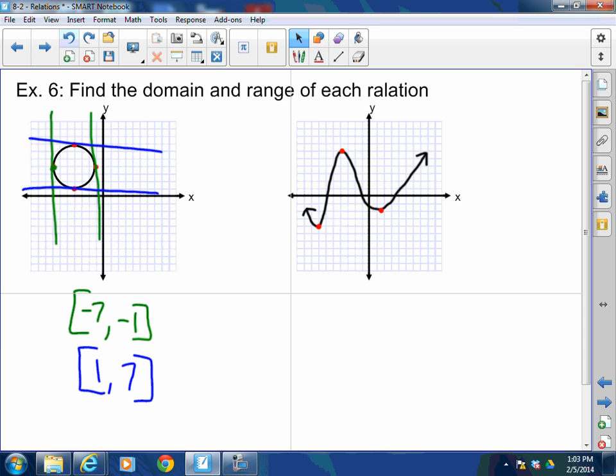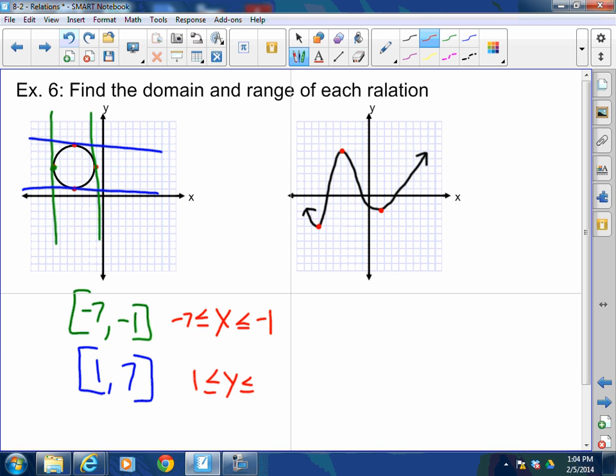Negative 3 is less than x. No, you're talking about how to... You mean how to put it in inequality form, or in set notation? It's called interval notation, set notation. So in set notation, this would be x is greater than or equal to negative 7, but less than or equal to negative 1, and y is greater than or equal to 1, but less than or equal to 7.